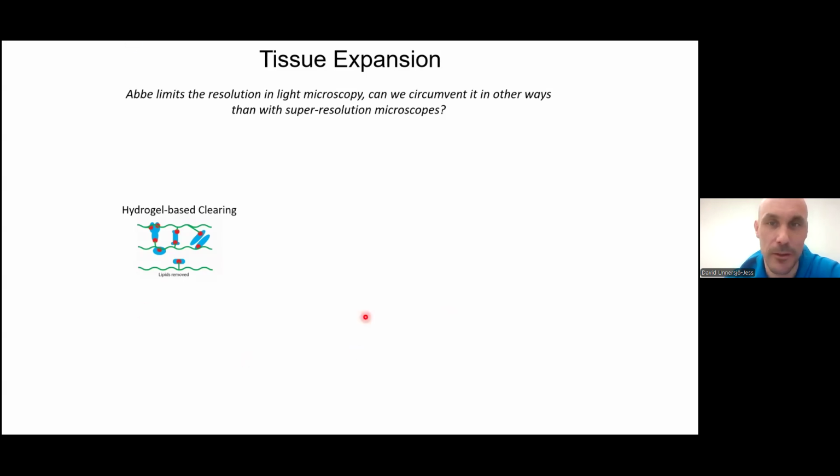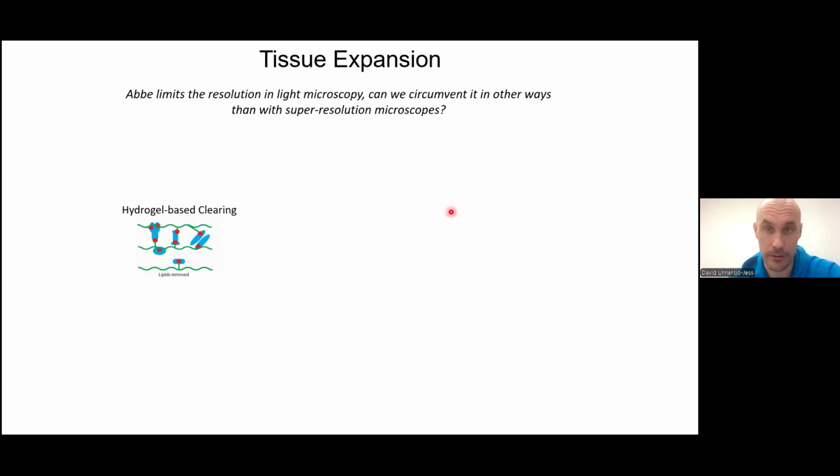So I think most of you have heard about tissue expansion. The idea here is very simple. Since the resolution of a light microscope is usually limited by diffraction, can we circumvent it in any other way? Yes, we can just swell the sample in space and move the molecules that we want to resolve further away from each other. And then we have kind of solved this problem.